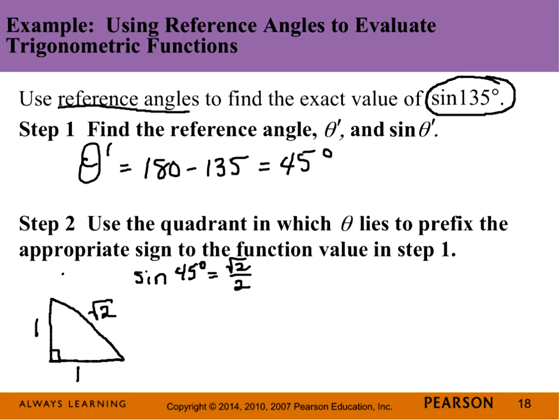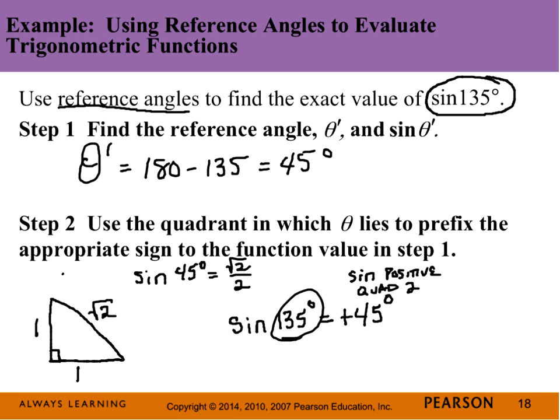So what we're told with that last statement is that the sine of 135 degrees is equal to the sine of 45 degrees. And it's got to be positive because the sine is positive in quadrant 2, which 135 degrees lands in quadrant 2. So positive 45 degrees, so the value of the sine of 135 is also square root 2 over 2.